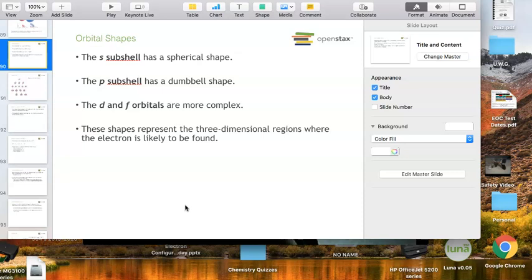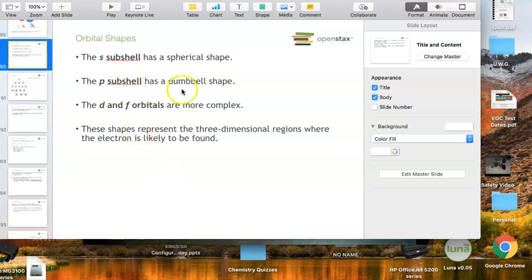It's three-dimensional. It has thickness, but it's like a rubber ball. If you had a rubber ball, the air inside, there's space inside of that ball. So kind of like a rubber ball, for example, that would be the shape of an S subshell.